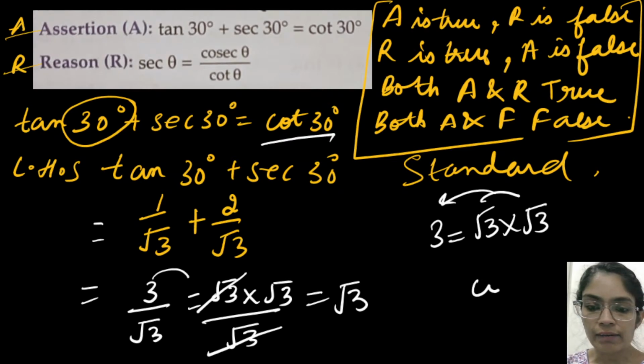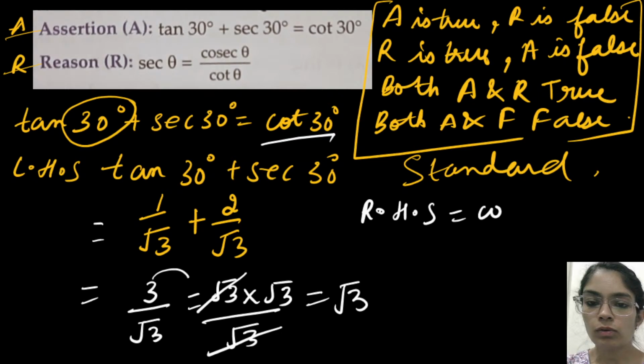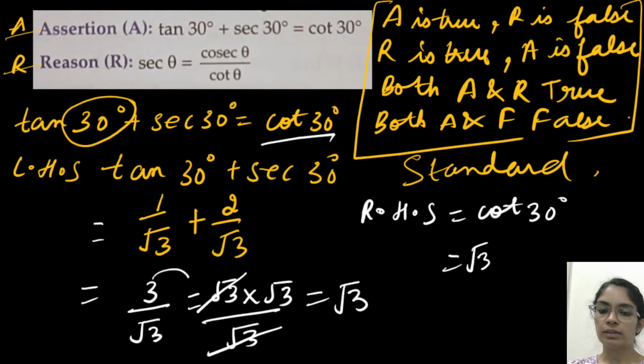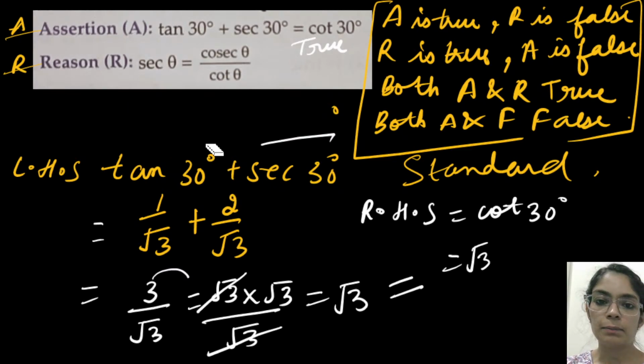So cot 30 I have to find now, which is the right hand side. Right hand side is equal to cot 30. Its value, it's a standard angle, is root 3. So both A and R are true. Okay, yes, A is true because we have found left hand side equal to right hand side. So A is true, I have shown you. Let's check for the reason, statement 2.